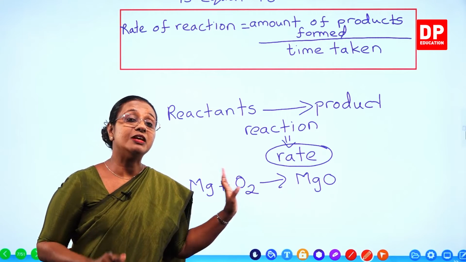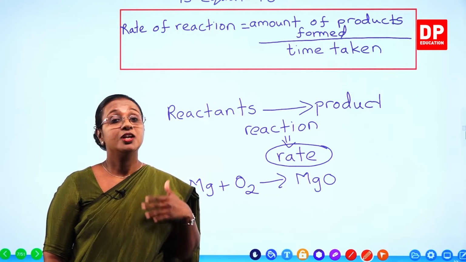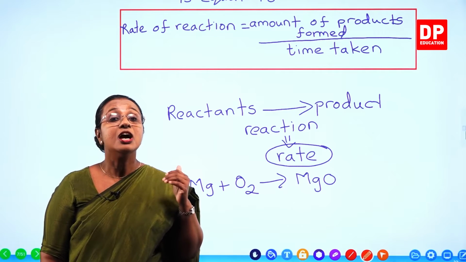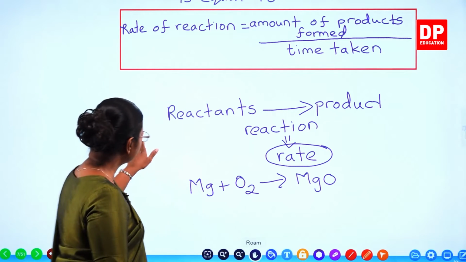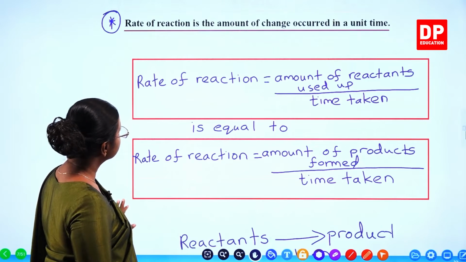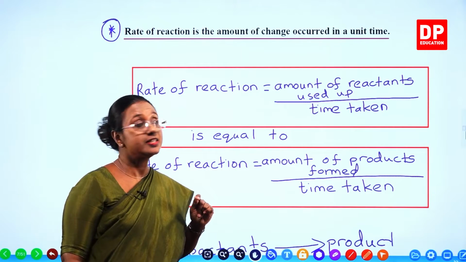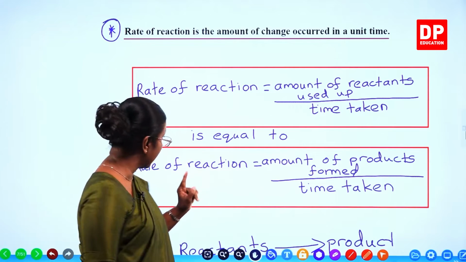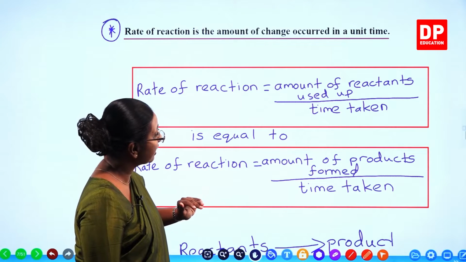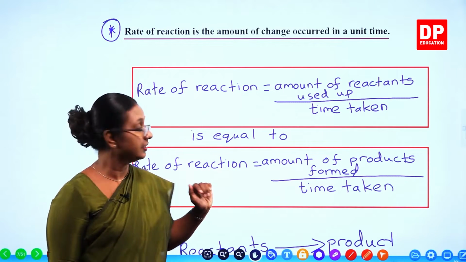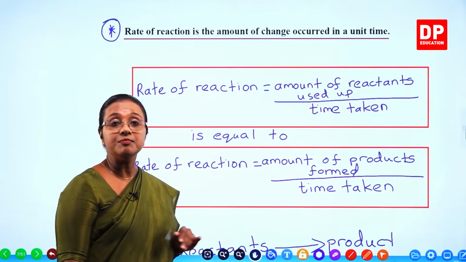So, this is what we will be using to measure and compare reactions. To compare the rate of reactions in a quantitative manner, we will use the rate of reaction. So, here students, I discussed the definition. What is rate of reaction? Rate of reaction is the amount of change occurred in a unit time. And that can be defined as rate of reaction equals amount of reactants used up divided by time taken, and rate of reaction equals amount of products formed divided by time taken.